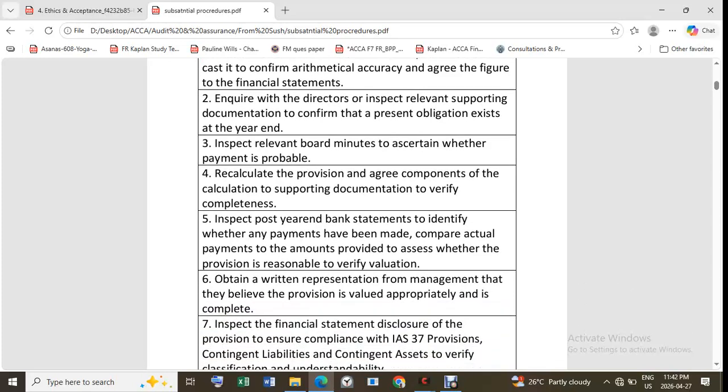Recalculate the provision and agree component of the calculation to supporting documentation to verify completeness. Inspect post-year-end bank statement to identify any payment that have been made. Compare actual payment to the amount provided to assess whether the provision is reasonable to verify valuation. Obtain a written representation from management that they believe the provision is valued appropriately and is complete.